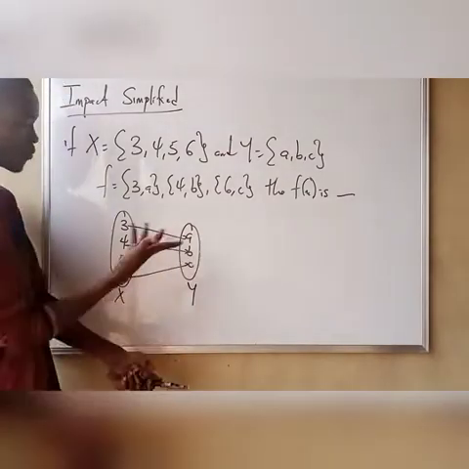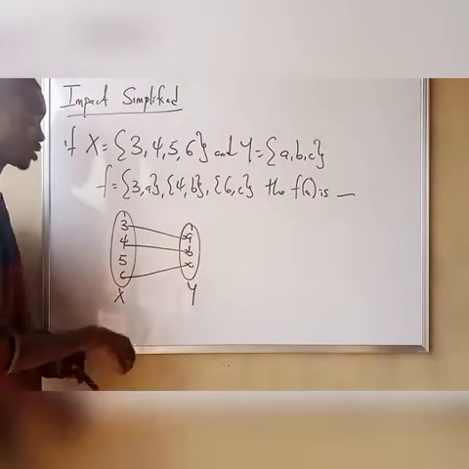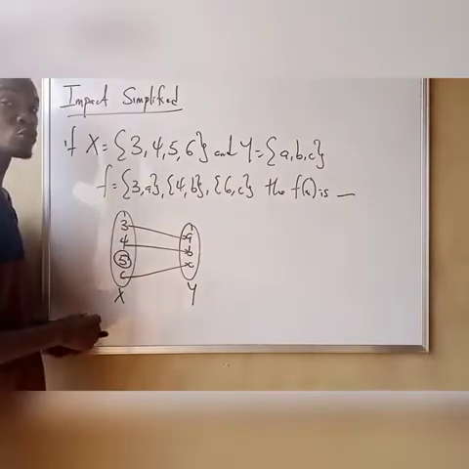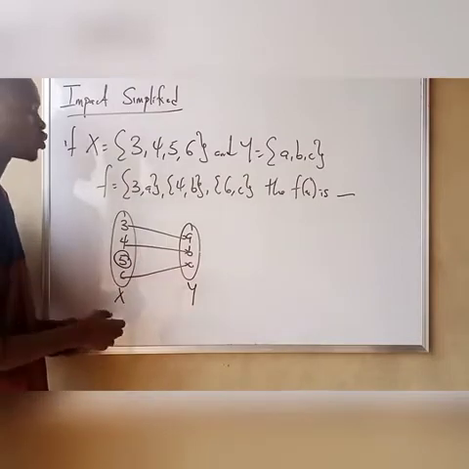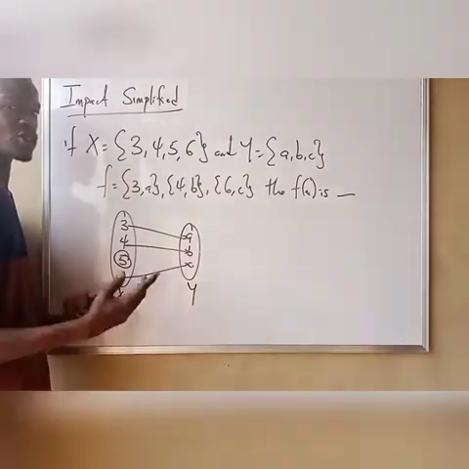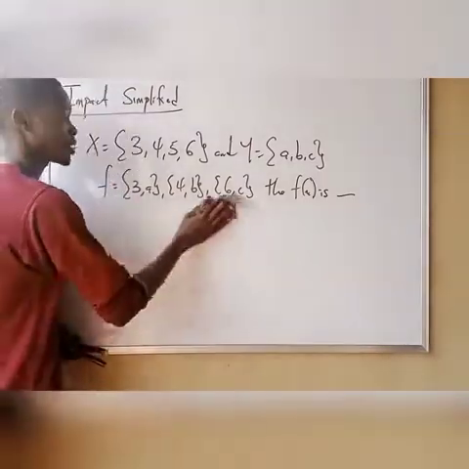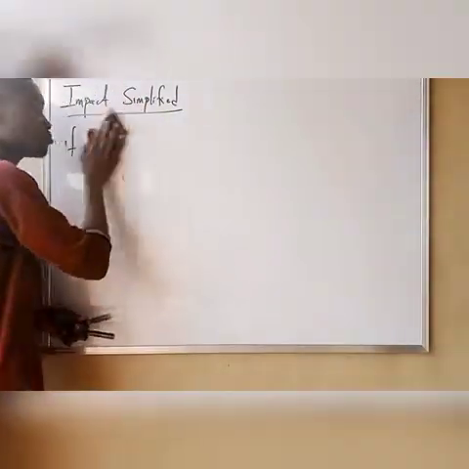So which type of function is this? We have looked at the graphical method. This function is not injective just because every element in the domain is not linked with the codomain. But this function is what? It is surjective. Do we get it? So it's simple. Now let's look at another practical example to this.